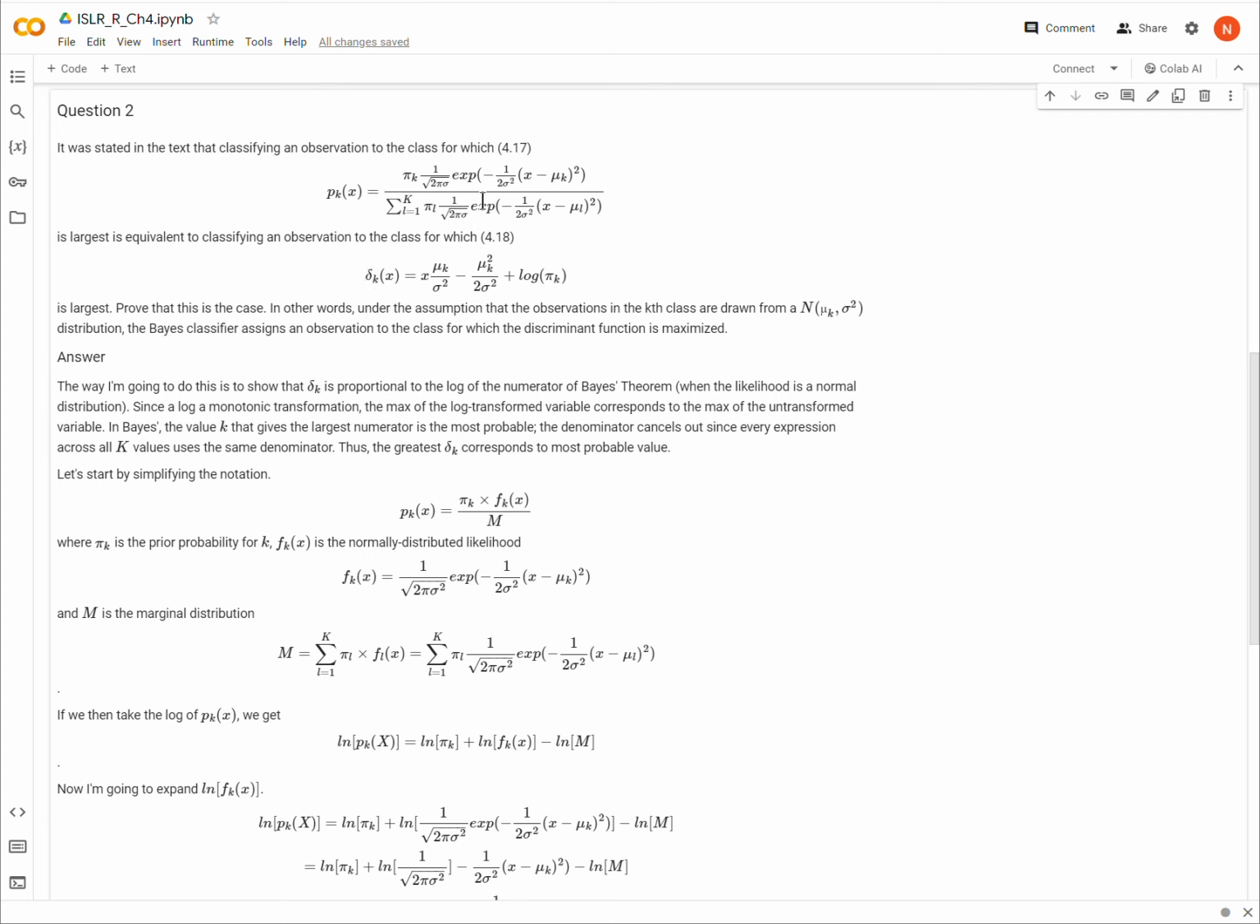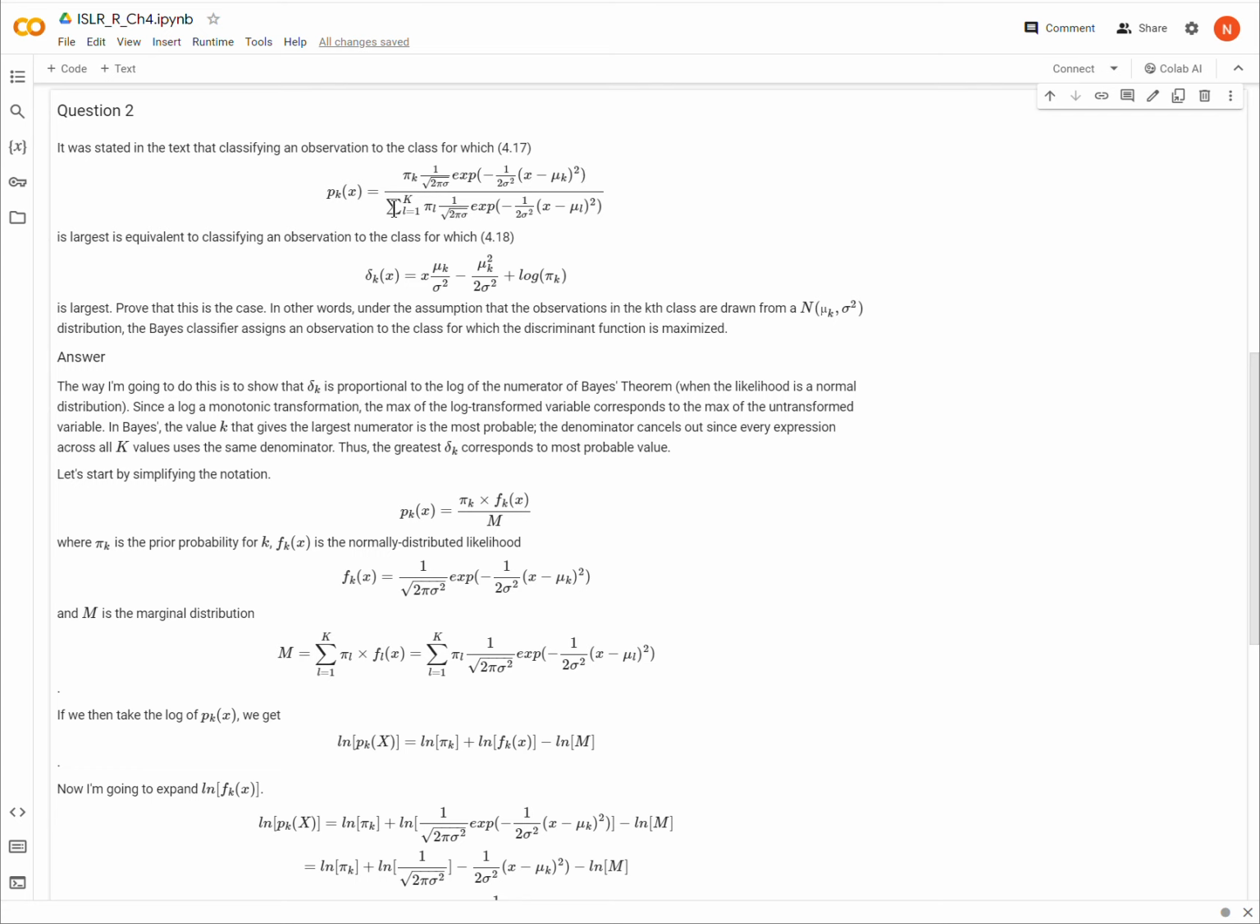Okay, so let me talk a little bit about these. What is the top expression? This is the probability that a particular observation, X, belongs to the category K. All of this is Bayes' theorem, where pi k is the prior probability of category K. This whole mess here is the expression for a univariate normal distribution, and here it serves as the likelihood for Bayes' theorem.